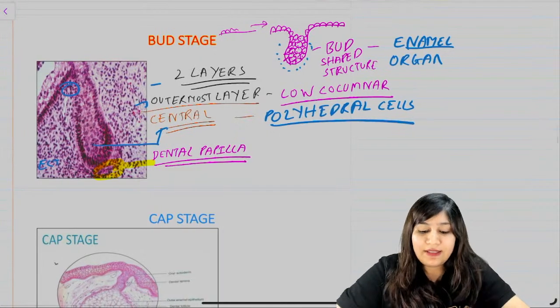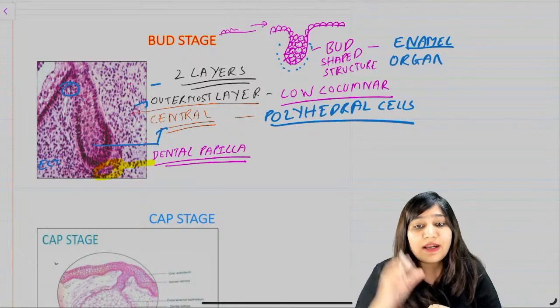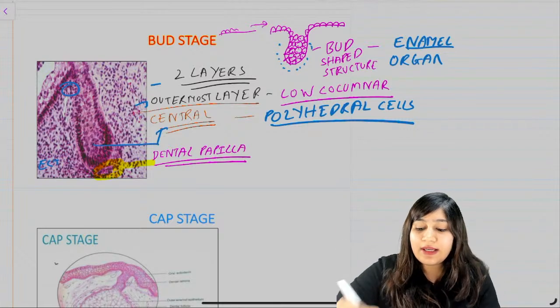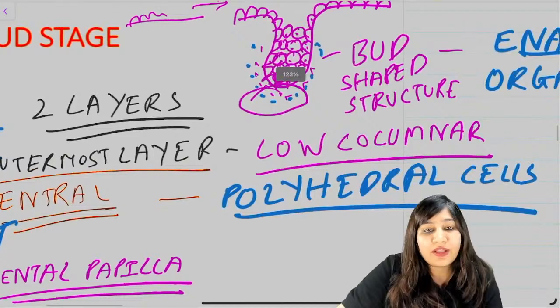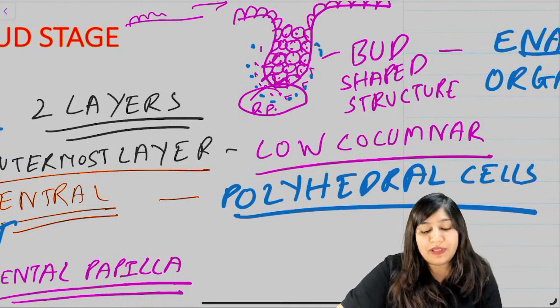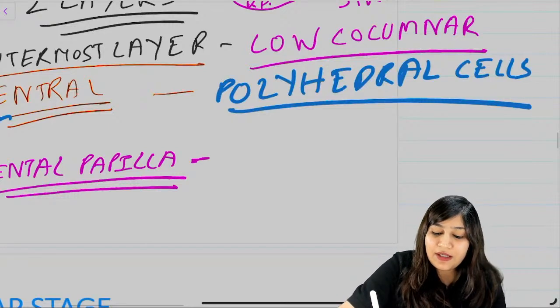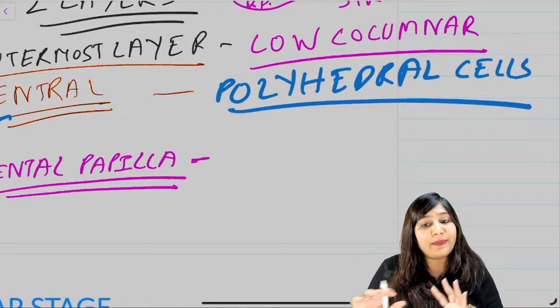So basically, initially we are having two layers, outermost low columnar and central polyhedral cells. Now surrounding this we have condensation of ectomesenchymal cells just adjacent to the enamel organ. This is our dental papilla. So what is dental papilla? Condensation of ectomesenchymal cells adjacent to the enamel organ.